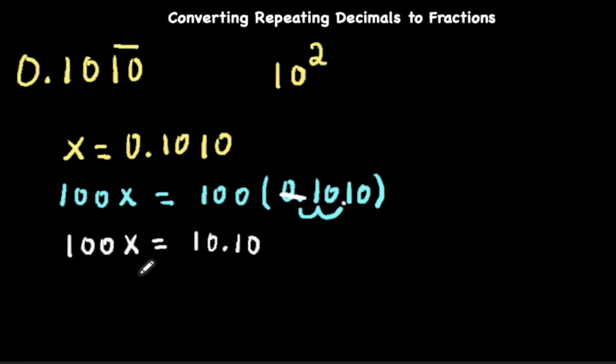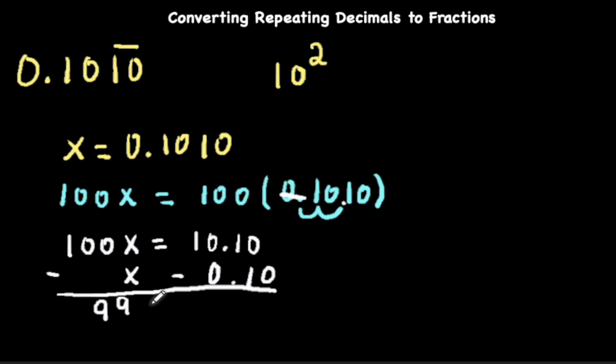The next thing you're going to do is divide by, or I'm sorry, not divide, I'm working ahead of myself. The next thing you're going to do is subtract your original equation from your new equation. So you're going to subtract x, and then you're going to subtract 0.10 repeating. Now that's equal to 99, because 100x minus 1x is 99x, and that's equal to 10.